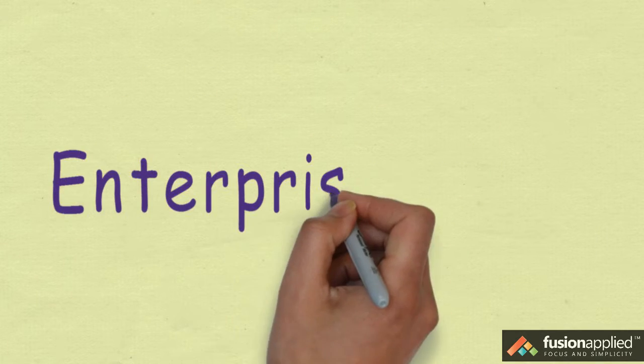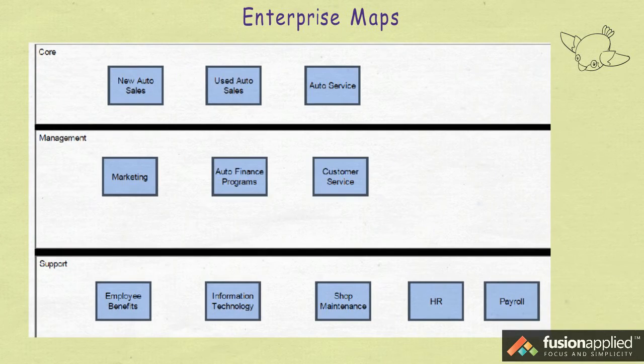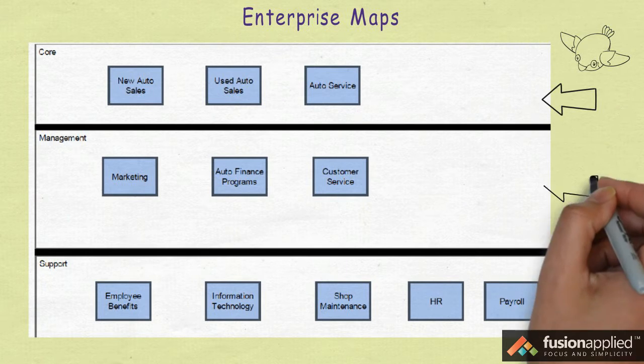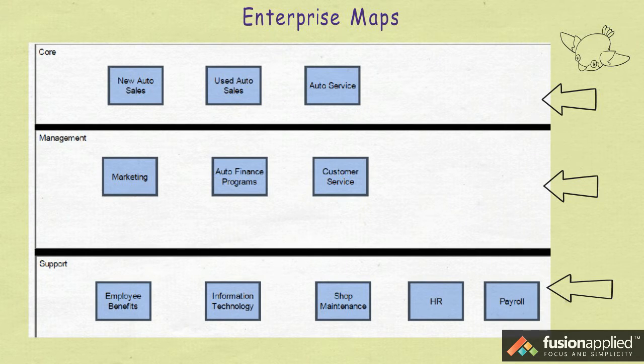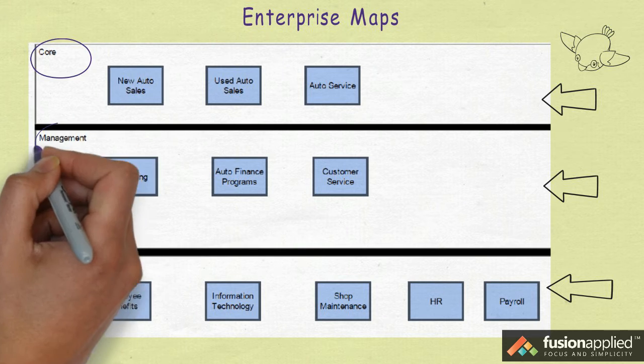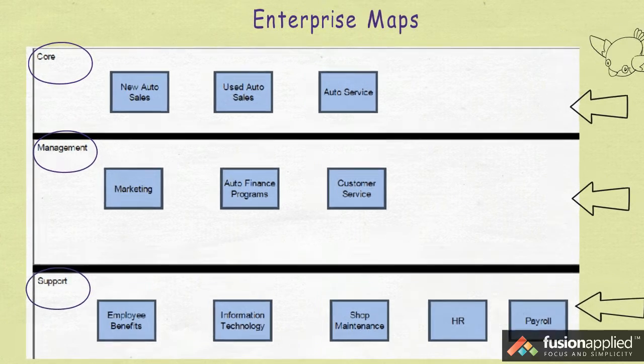Let's look at enterprise maps first. Enterprise maps provide a bird's eye view of all the key processes in an organization. Lanes provide a method for grouping process areas together. When you create a new enterprise map, Composer creates 3 default lanes: core, management, and support.